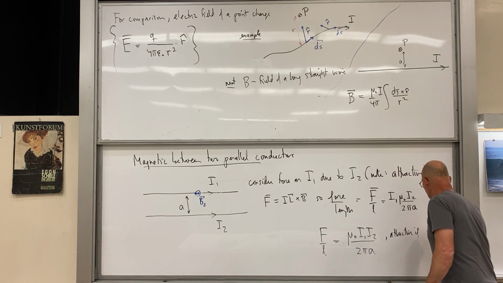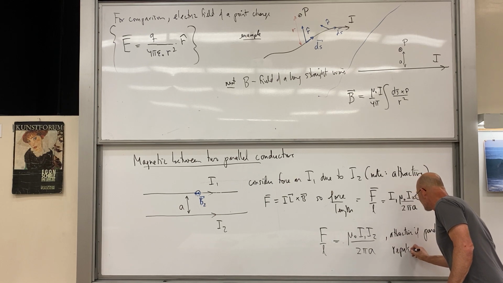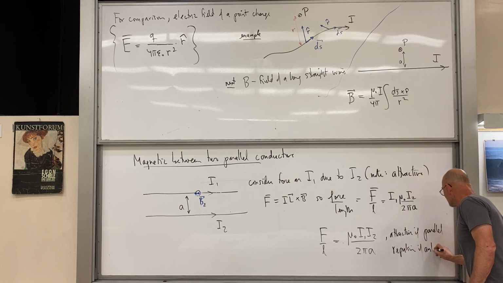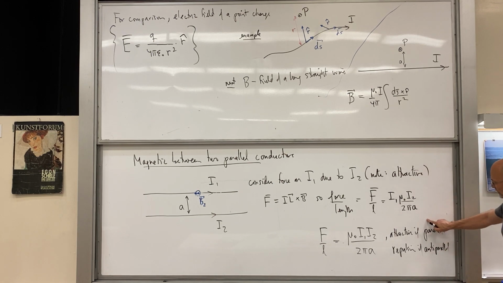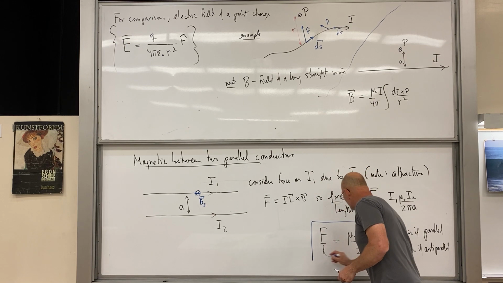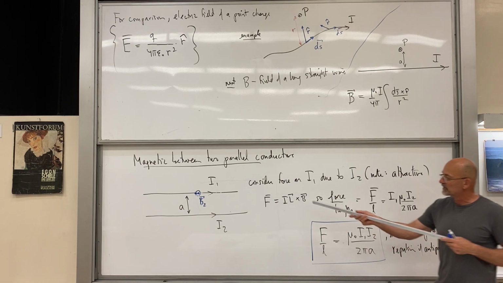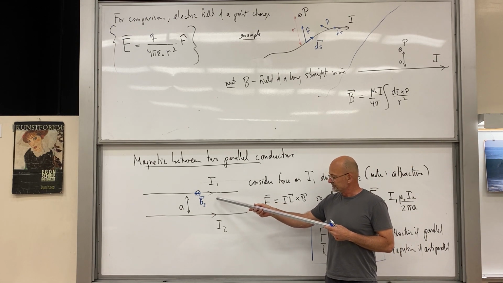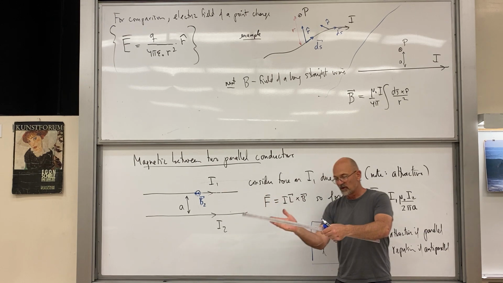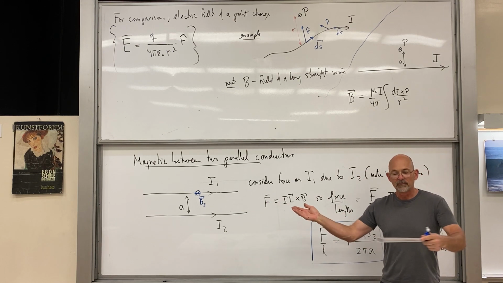Attractive if parallel, repulsive if anti-parallel. That is to say, same direction or opposite directions, as we see right there. Okay, so this is important to see. It's a really basic application. We have good demonstrations of this. We actually build a device with these current carrying conductors, and then depending on the direction of currents we send through, they either attract or repel.